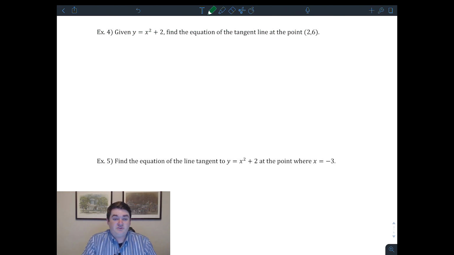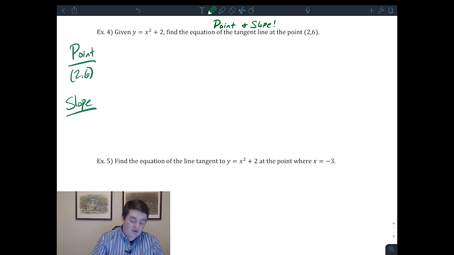Example 4, given y equals x squared plus 2, find the equation of the tangent line at the point 2, 6. Okay, word association. From now on until forever, when you hear equation of the tangent line, just like that, you got to think of 2 words, point and slope. Because anytime we're going to find the equation of a line in this class, we need to know the point and the slope. Now, fortunately, the point was already given to us. The point that this line goes through is 2, 6.